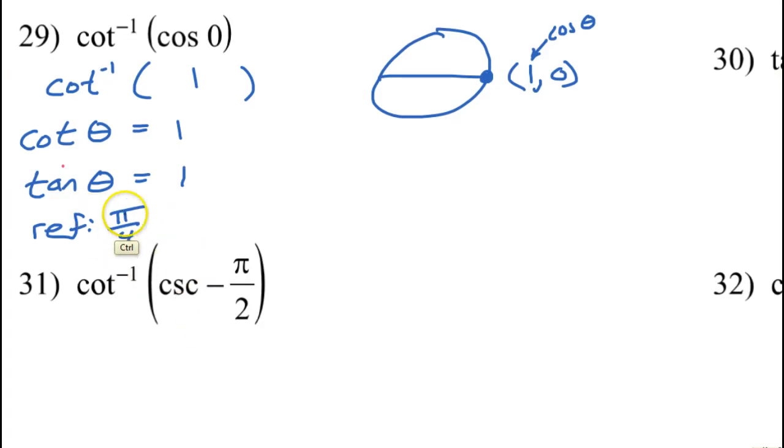Now since that happens to be in the first quadrant, I know this is actually going to be my final answer. The final answer will be pi over 4, because everything is defined in the first quadrant.